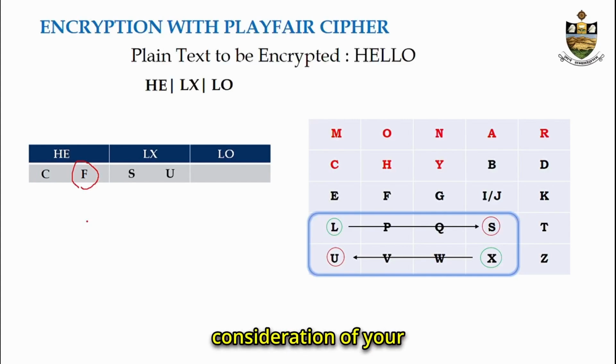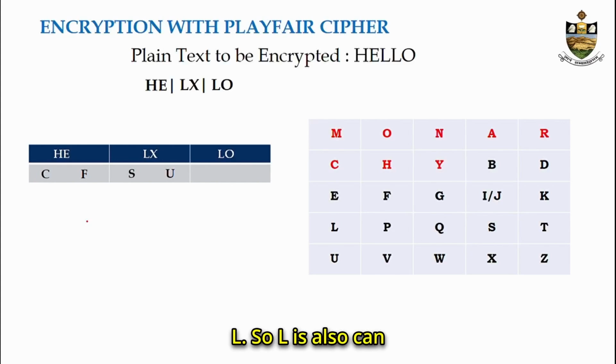Next, consider the pair LO. It can also be identified by the given matrix. L is identified by the fourth row, first column, and O is identified by the first row, second column. So they are not in the same row or same column. Every time, check whether they are in the same row or the same column.